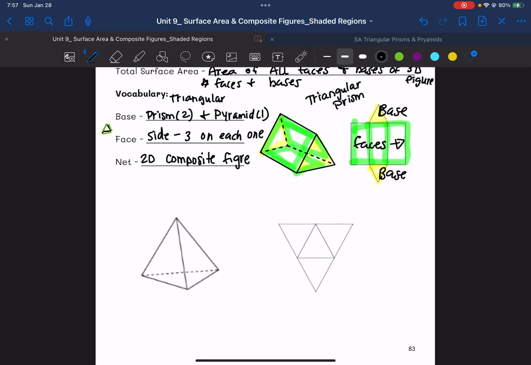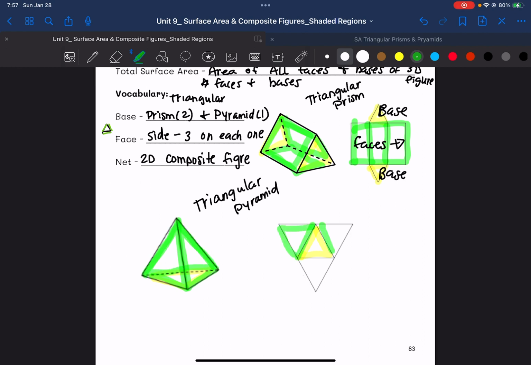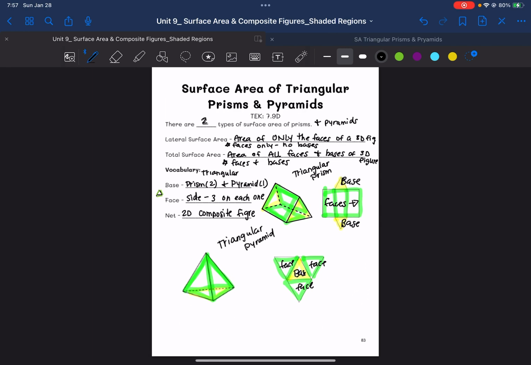All right, let's look at the triangular pyramid. For the triangular pyramid, you have the base, which is right here. That's this piece right here. Then you have the faces. Here's one face, here's another face, and the other face is on the other side, okay? So 1, 2, 3. So here, base, face here, and face here. Okay, let's go ahead and go to the next page.